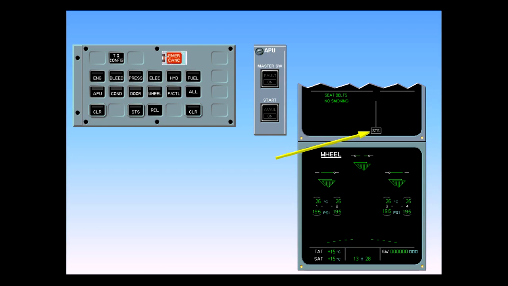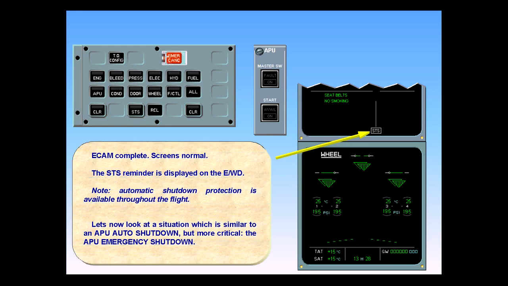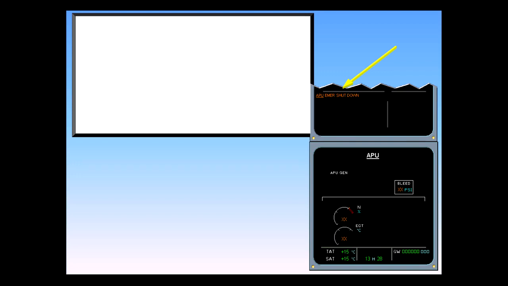Let's now look at a situation which is similar to an APU auto shutdown, but more critical, the APU Emergency Shutdown. If an APU fire is detected on the ground, an APU emergency shutdown occurs, and the APU fire extinguisher bottle is automatically discharged. There is no crew action to be taken. This will not happen in flight.